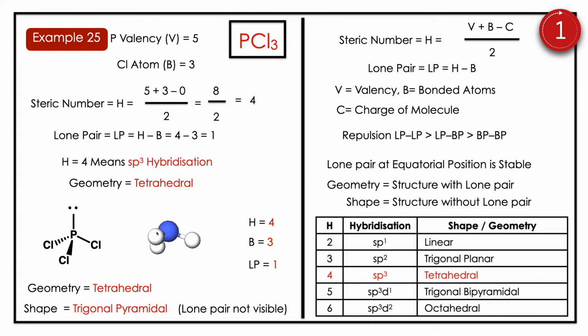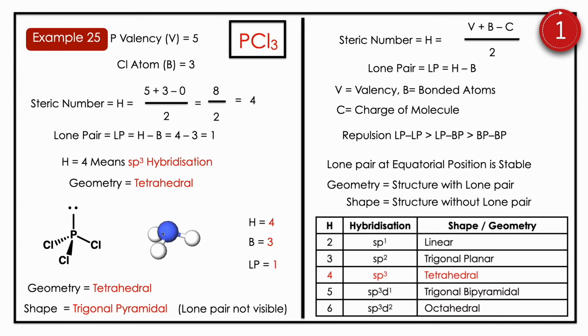Let us look at example 25, which is PCl3. Here phosphorus is the central metal atom, which is from the nitrogen group. Valency is 5. Chlorine atom is the bonded atom, which is 3. So steric number will be H equals 5 plus 3 minus 0 whole divided by 2, which gives 8 by 2 gives 4. So lone pair will be H minus B, which is 4 minus 3 equals 1.